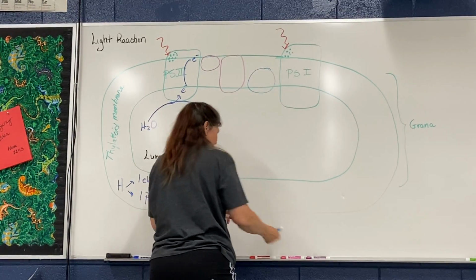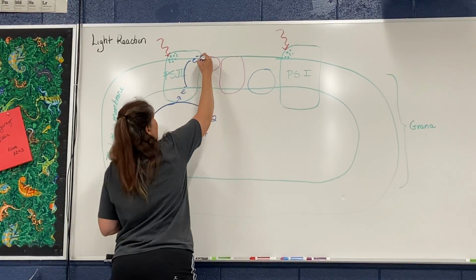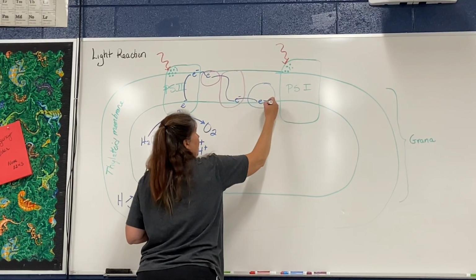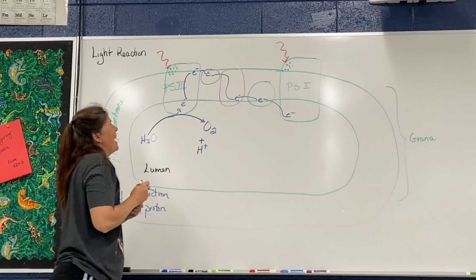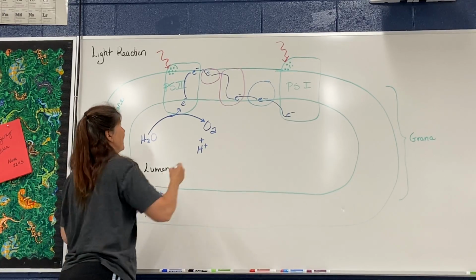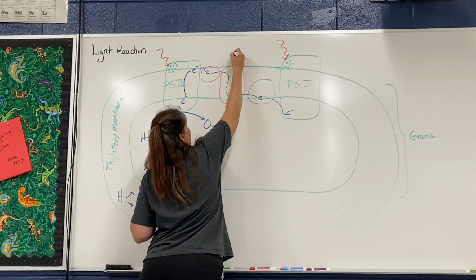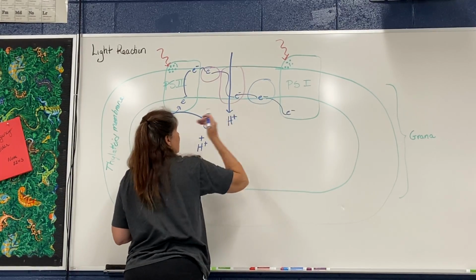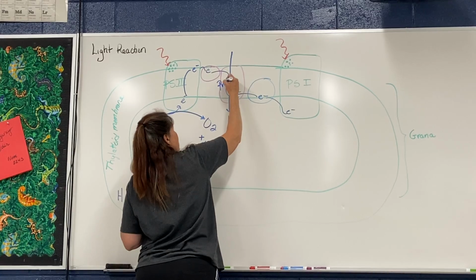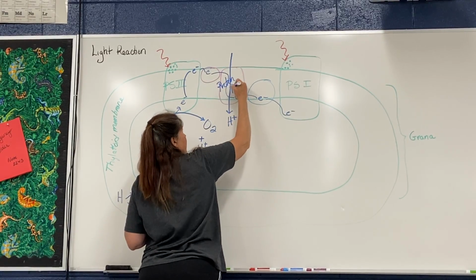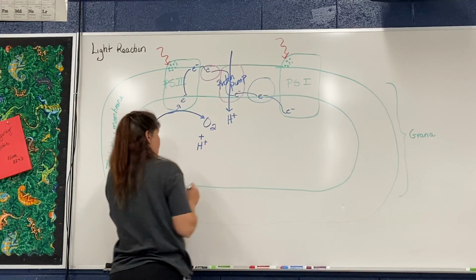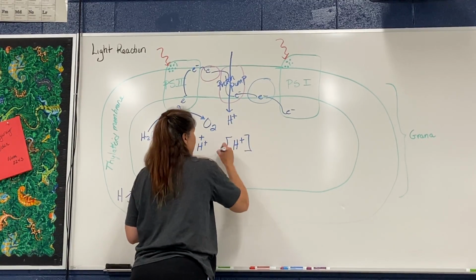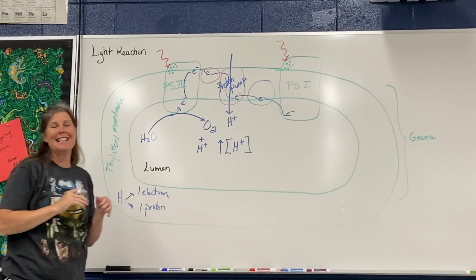All right, so as we move and pass the electron, especially when we get to this protein right here, it loses a lot of energy, and it's going to lose that energy because it's going to do work. And that work that we're going to do is we are going to pump the proton. So that is like our proton pump that we talked about in cellular respiration. All right, so what's happening here is we are building our concentration gradient of protons inside the lumen.